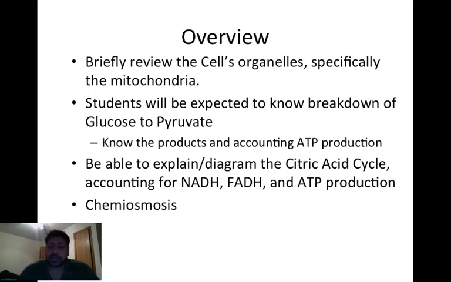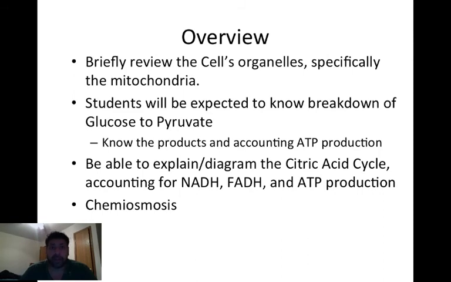And students, what I want you to be expected to know, especially, is the breakdown of glucose to pyruvate when we are discussing glycolysis, the first step of cellular respiration. We're going to look at that picture of glycolysis in detail, and the main things I want you to know and get out of that are the products that are formed and accounting of the ATP production. So when is ATP used, and then how much ATP is produced. Then followed by glycolysis, as you know from the reading, we are then also going to talk about the citric acid cycle.